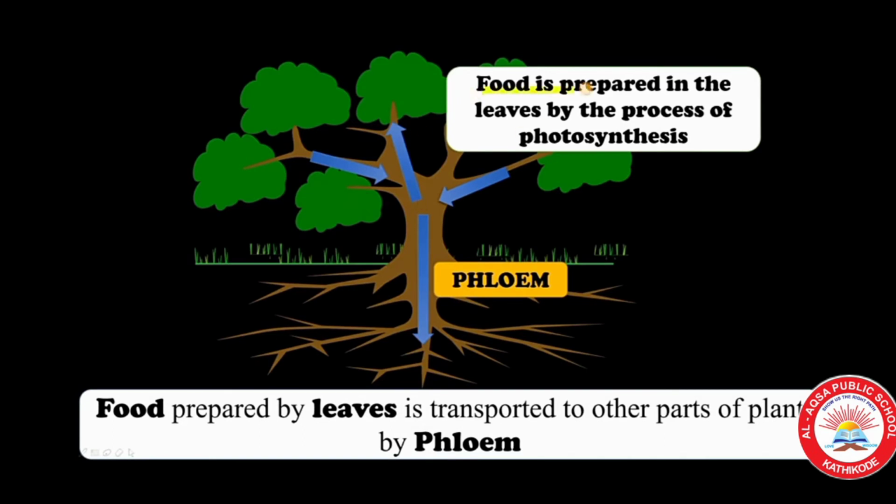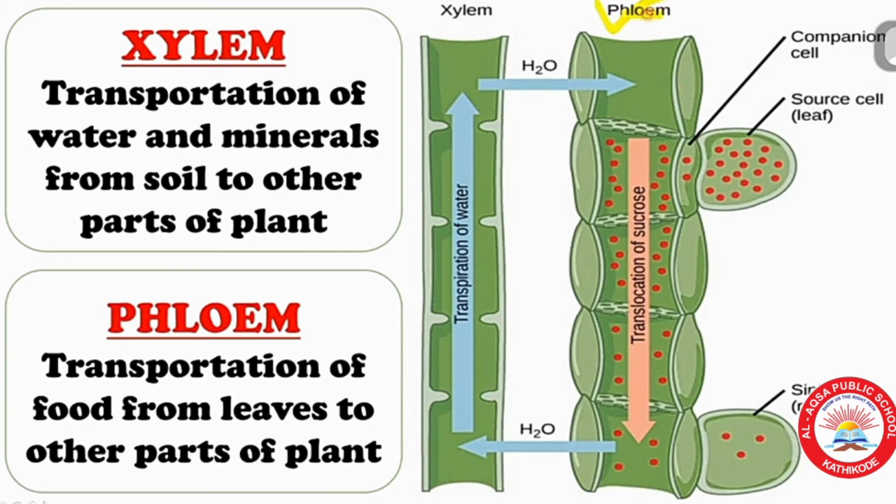Similarly, we know that food is prepared in the leaves by the process of photosynthesis. And this food prepared by the leaves is transported to other parts of the plant by phloem. Do you know what phloem is? Transportation of food from leaves to other parts of the plant is done by phloem.